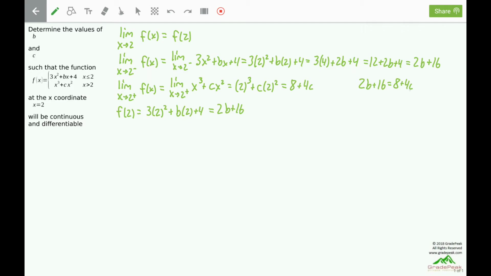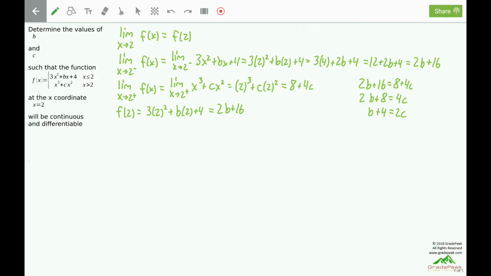Now we can simplify this a little bit. One option is to subtract 8 from both sides, so we can say 2b plus 8 equals 4c, and then we can divide by 2 just to reduce the numbers a little bit, and b plus 4 equals 2c. That's about as simple as we can make it for now. We will need to get another relation before we can solve it because there are 2 variables in that expression. And that's where the differentiability comes in.